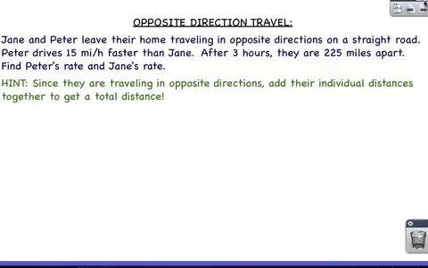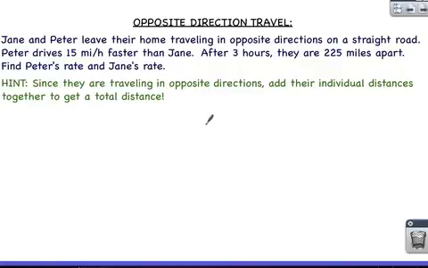So with the opposite direction travel, the distances that they travel are not the same. Whereas in same direction travel and in round trip travel, we were able to set up our equation by stating that the distance of one equaled the distance of the other. But in this case, they're traveling in opposite directions at different rates.